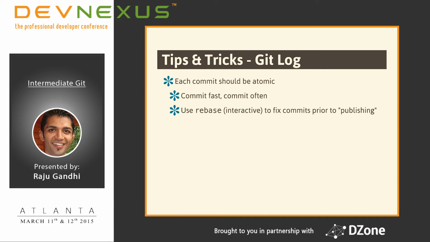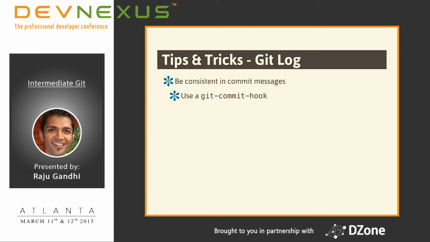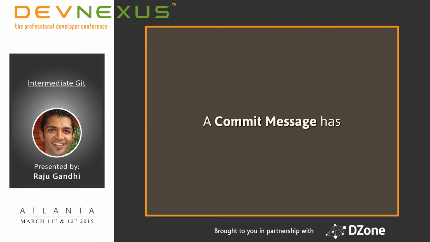Each commit should be atomic in the sense that it should make sense in and of itself. Don't put half compiled or broken code into a commit. You should commit fast, commit often, and you can always use Rebase to fix commits prior to publishing. What that means is prior to pushing upstream. Be consistent in commit messages. I'll talk about this in a second. Use the Git commit hooks or the Git pre-message hooks to validate your commit messages.